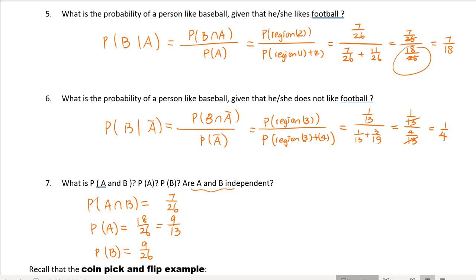Okay. Well, when we ask, are they independent? We're actually checking whether P of A and B equals P of A times P of B. So P of A and B is 7 over 26. Does that equal 9 over 13 times 9 over 26? Oh, the answer is no. Because they're not equal, A and B are not independent. So it means they are dependent.